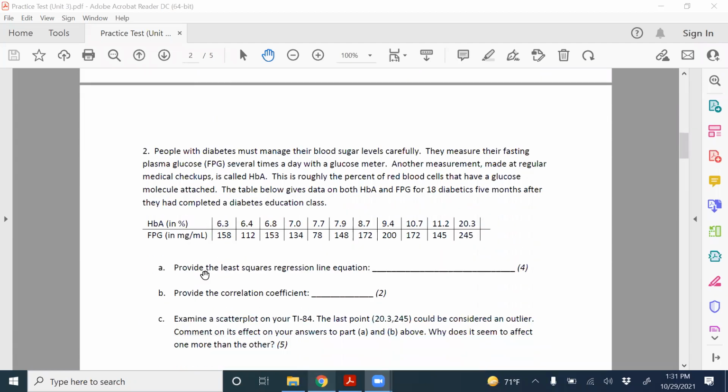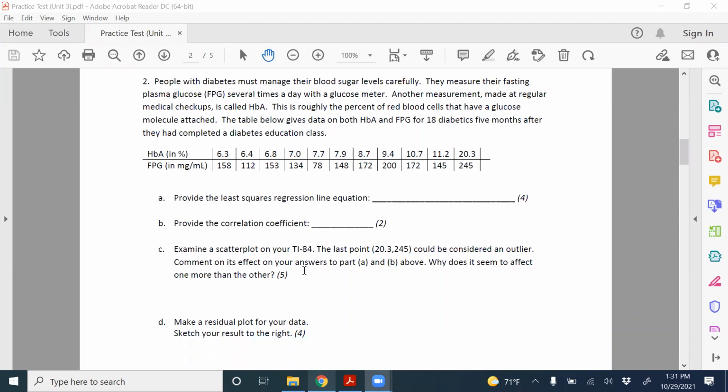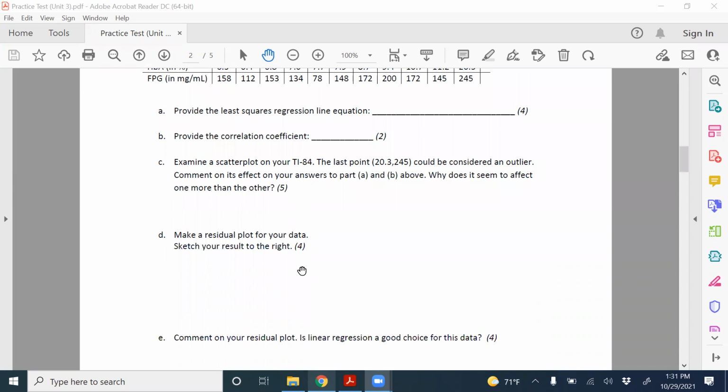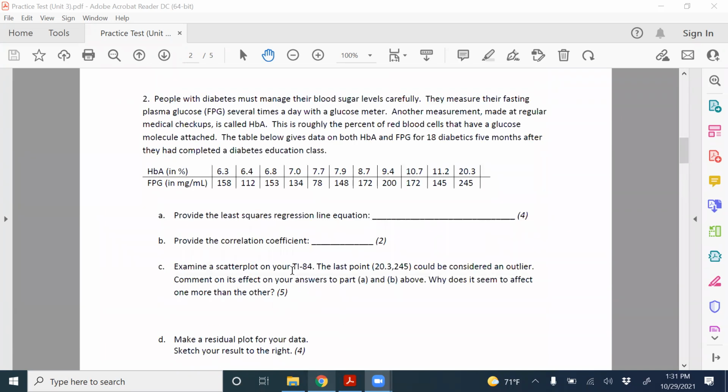For number 2, you're asked to write the regression equation, get the correlation coefficient, plot the scatter plot, and then make a residual plot, and then comment on the residual. So again, this is good because if you guys forgot, I'm going to record this. So you should definitely watch this recording throughout the next week. So I'll let this be X. This will be Y.